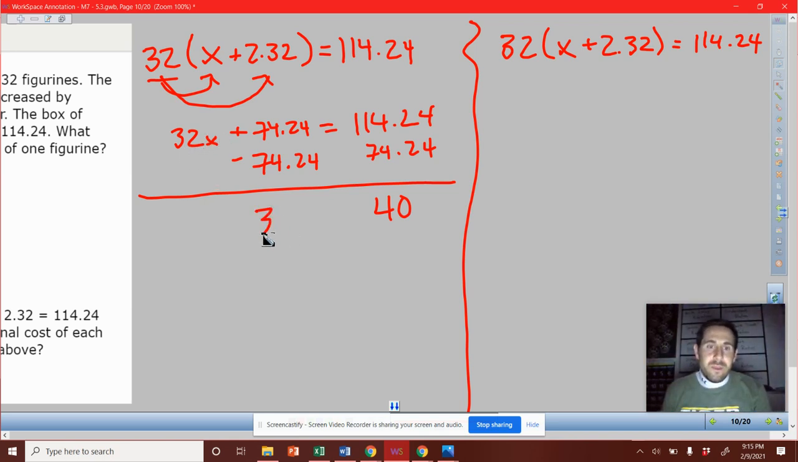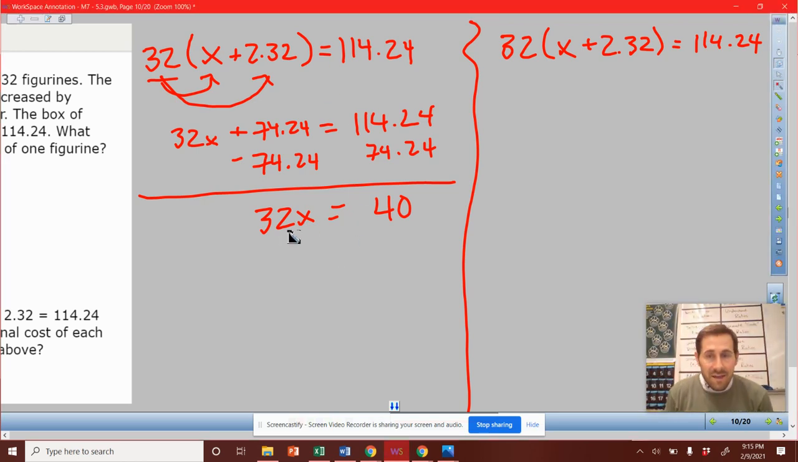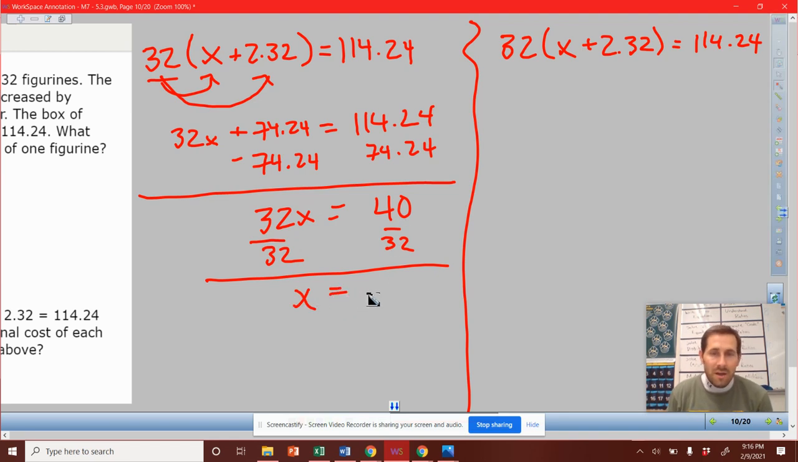And then over here we get 32x. So to get this x by itself, we're going to divide by 32. We're going to divide by 32. And we're going to get x by itself. And this is going to be 1 and some change. 1 1/4. 1.25 is what we get.